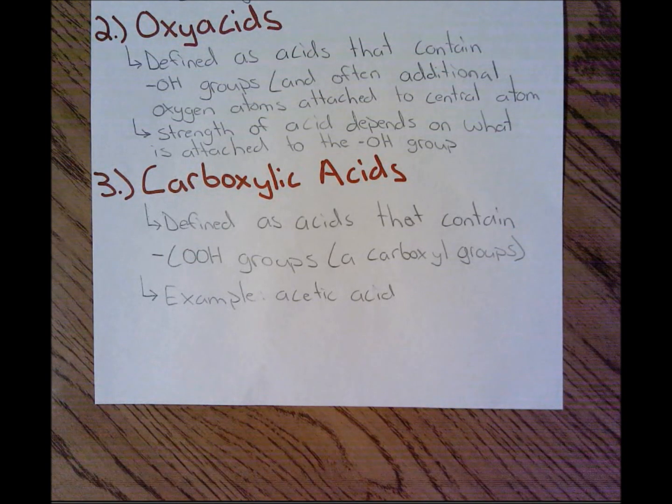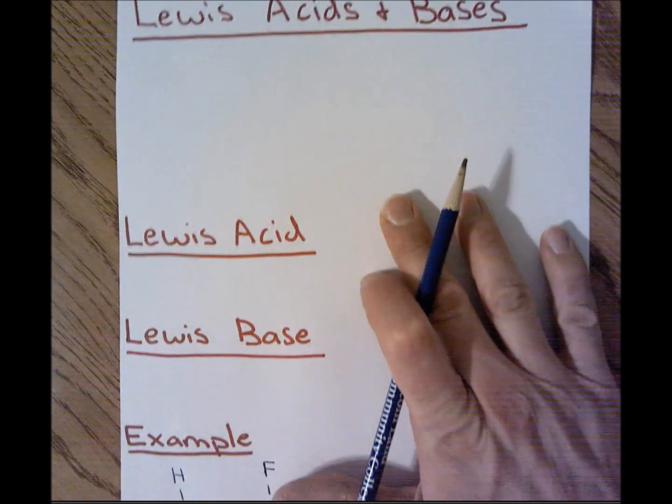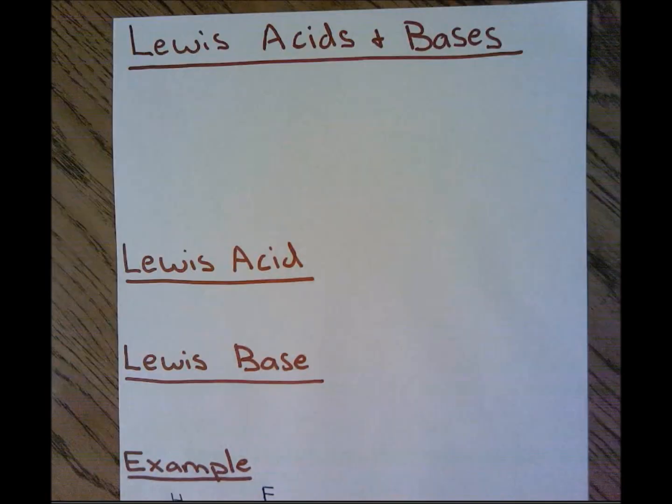So we started out and we said an acid and a base. We started out with that Arrhenius definition, and in the Arrhenius definition, we were really limited in what was actually defined as an acid or base. Then we moved to a Bronsted-Lowry acid and base. And that said, hey, an acid is an H plus donor, or a proton donor, and a base is a proton acceptor, or H plus acceptor. And that really broadened what could be classified as an acid and base.